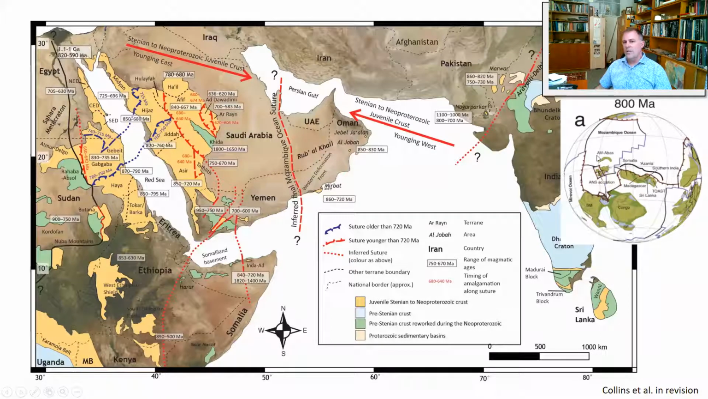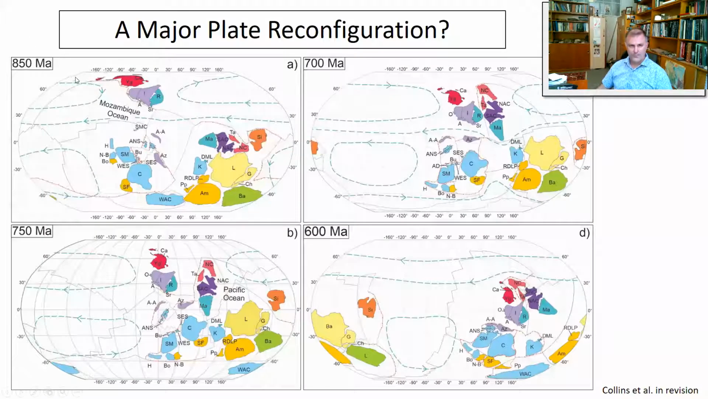subduction zones. We interpret this as reflecting a change in increased subduction of the Mozambique Ocean, and also a dragging of India south as this Mozambique Ocean is subducted. So these suture zones, this change in the kinematic direction of subduction, is reflected by the dragging of India down the other end of those plates, consuming the Mozambique Ocean. So what's that done from 850 to 750 to 700 to 600? It's dragged this large Neoproterozoic India, including South China, south, consuming this Mozambique Ocean.